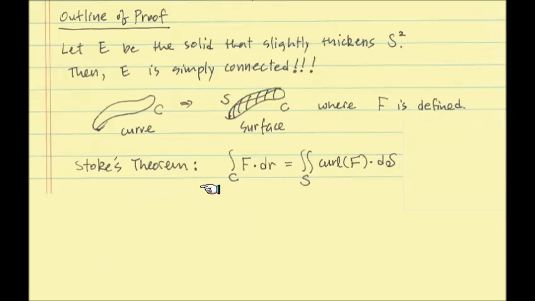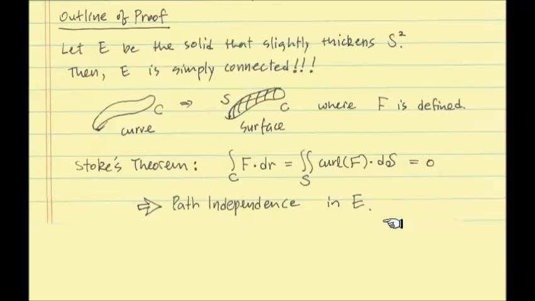And of course, Stokes' theorem says if you have a line integral, we can turn this into a surface integral of the curl of the vector field, and our assumption is that the curl is 0. Therefore, this whole thing is going to be 0. Like the Green's theorem case, this exactly implies path independence.